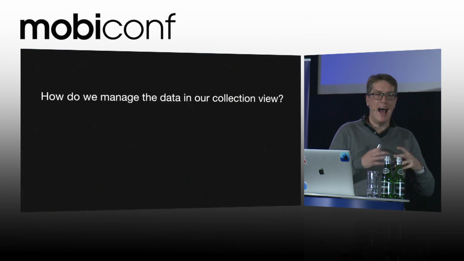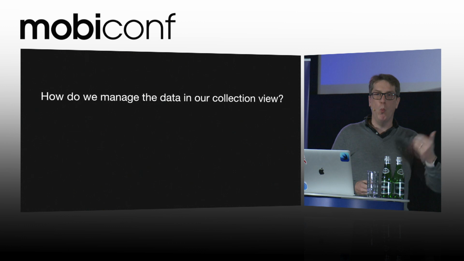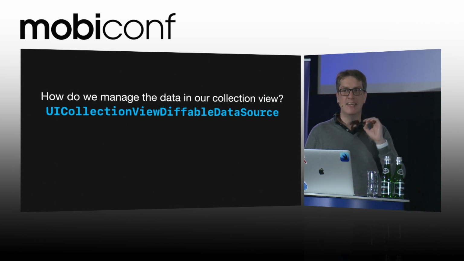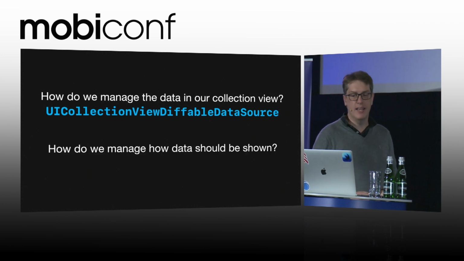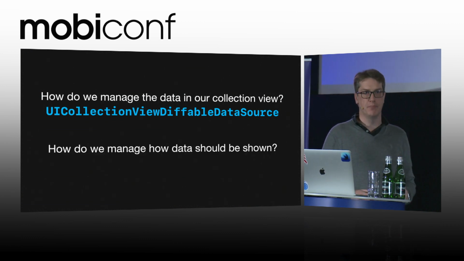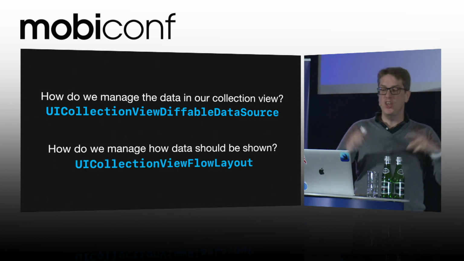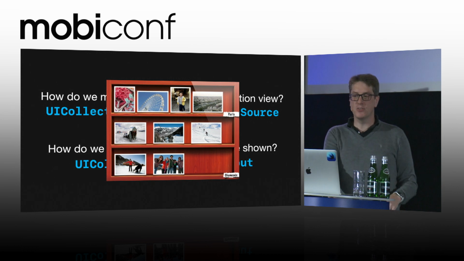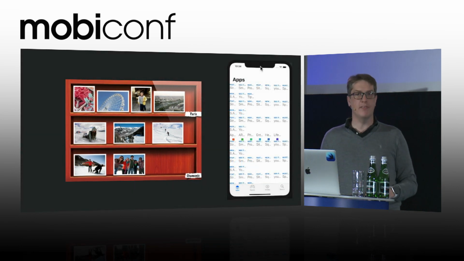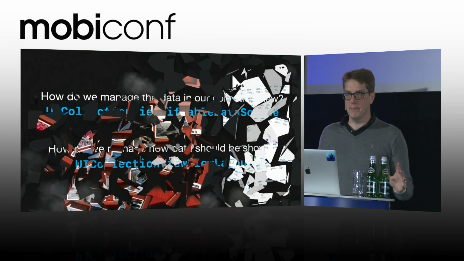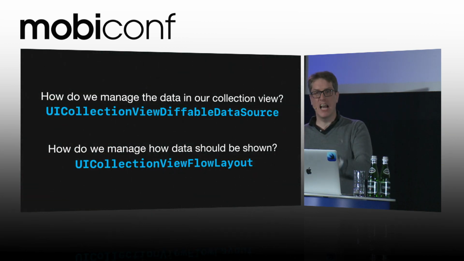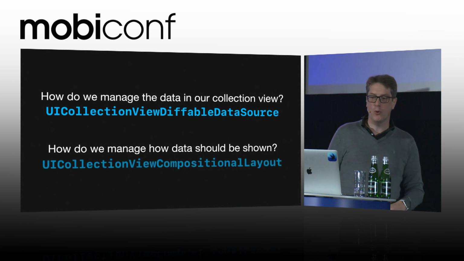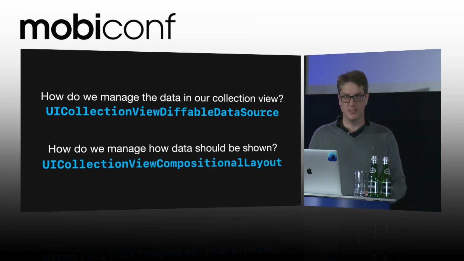So far, we've looked at how we manage data in our collection view. What are the sections? What are the items in our collection view? And that's done by our diffable data source. What we haven't done is manage how that should be shown. And right now, we have a UI collection view flow layout. That thing, the wood grain, which results in this sort of hideous, blocky, square, white thing. We don't want that. So we're going to rip out UI collection view flow layout and replace it with another new type called UI collection view compositional layout, which is significantly better.